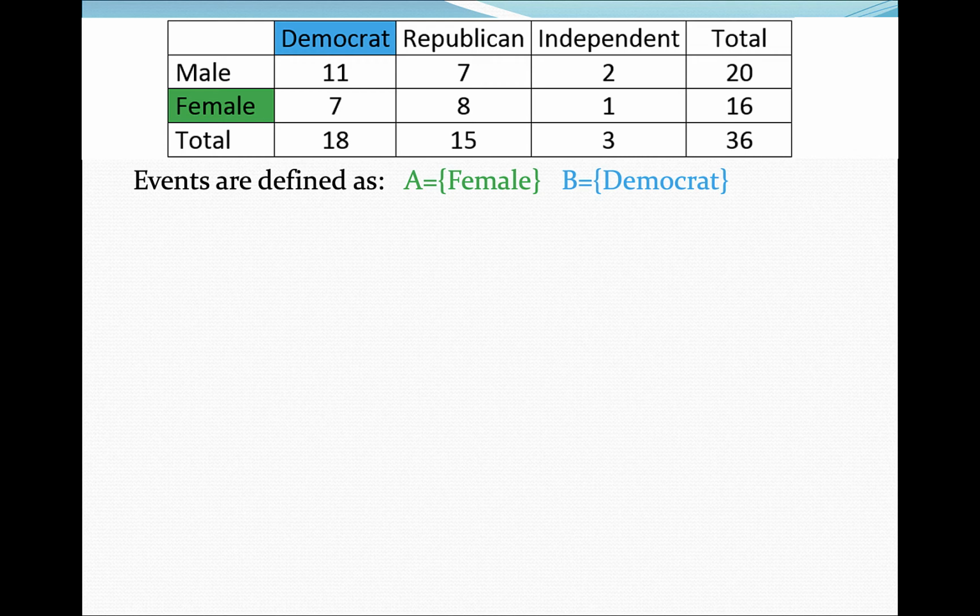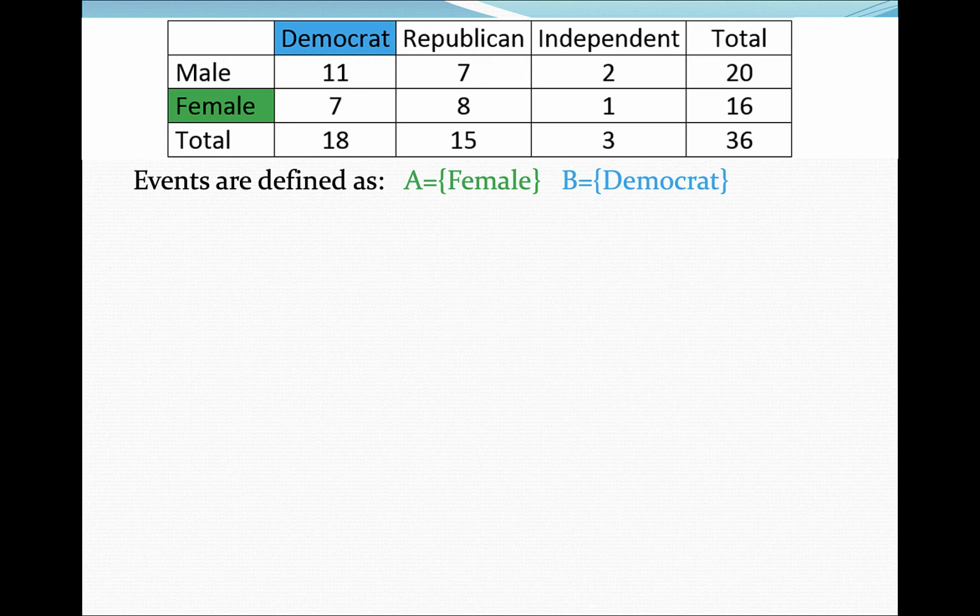So here we have two variables. One variable identifies the individuals as either male or female, and the other variable identifies their political preference, Democrat, Republican, or Independent. And this is for a group of 36 people. So we define event A as being the individual is female, and we define event B as the individual being Democrat, and you can see the colors match up there as they did before. So green is female, and blue is Democrat. So green is event A, blue is event B.